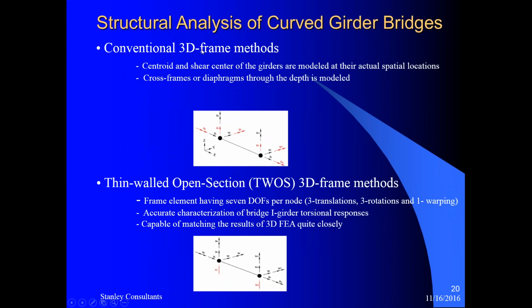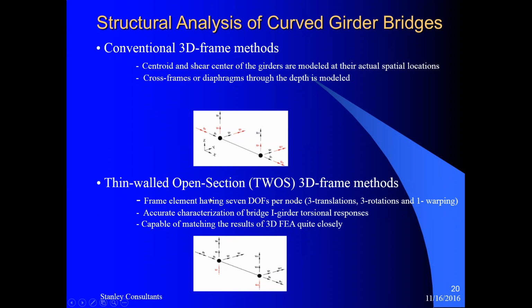And three-dimensional frame methods use three-dimensional beam elements. The depth of the structure is considered. Cross frames and diaphragms are also modeled by equivalent beam elements. Again, these elements do not model the warping of the cross sections. So again, at the end, you need to use that approximate method to calculate the warping normal stress.